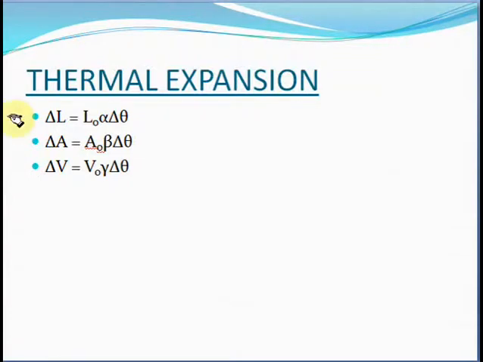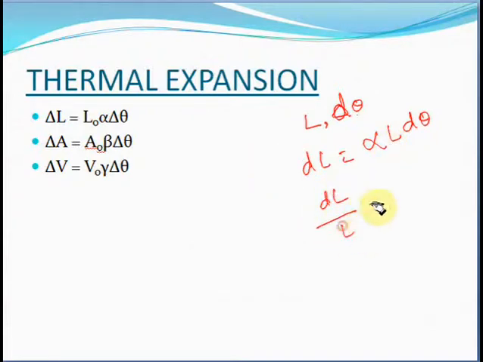So the change in the length, that is dL, is directly proportional to the original length L and the temperature difference d theta. So we can write that dL is equal to alpha into L into d theta, where alpha is the coefficient of linear expansion. So from here we can write dL by L is equal to alpha d theta.